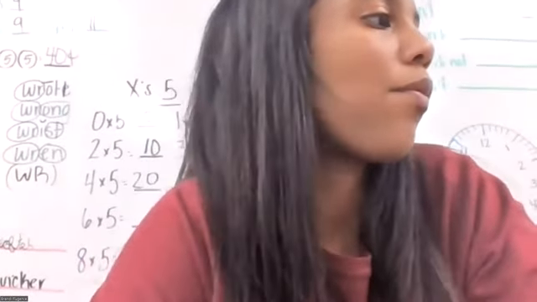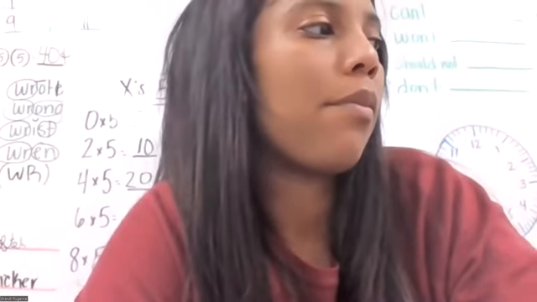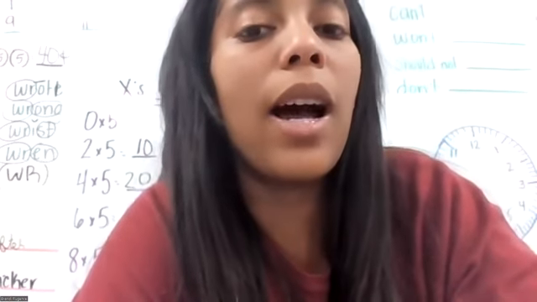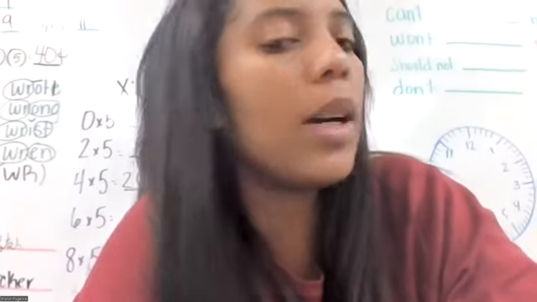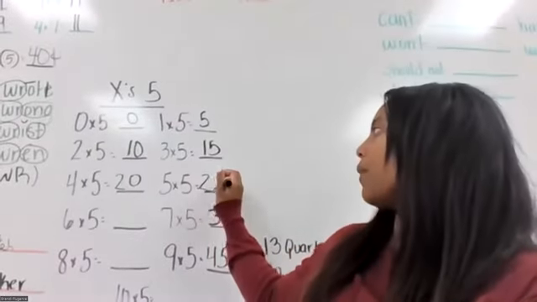All right, let's look at H. How many groups do we have? 5 groups. So they're asking what's 5 times 5. Let's count them. 5, 10, 15, 20, 25. So 5 times 5 is 25.